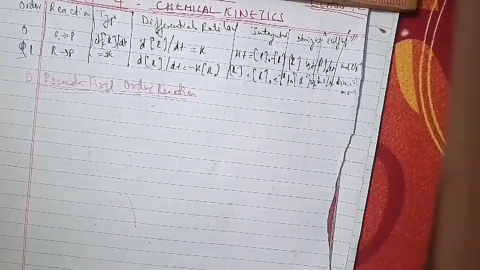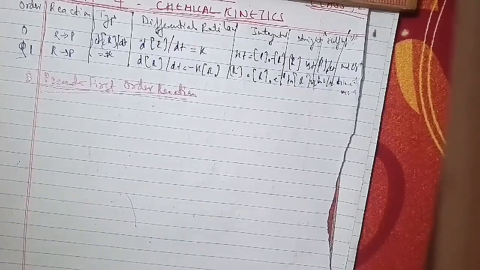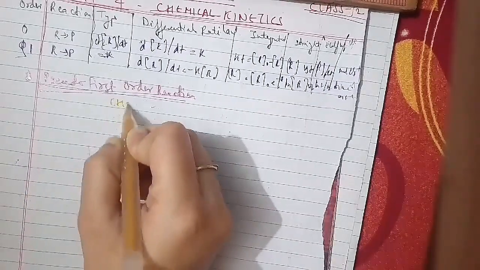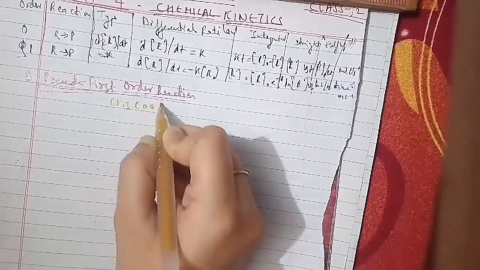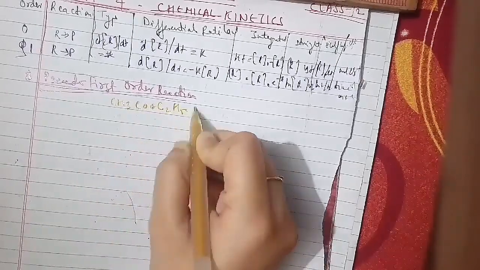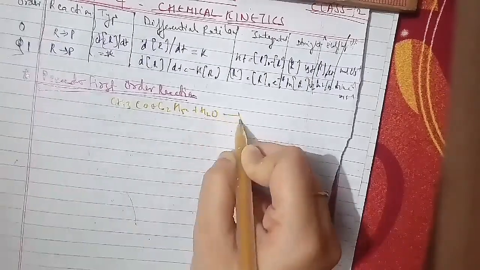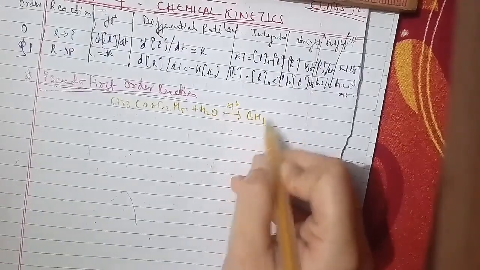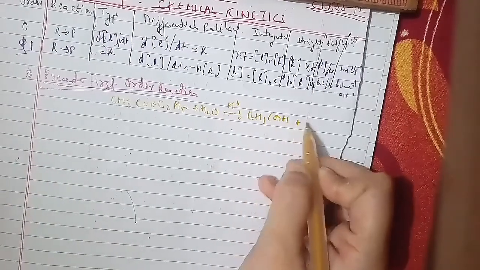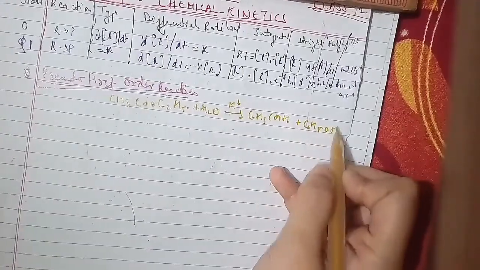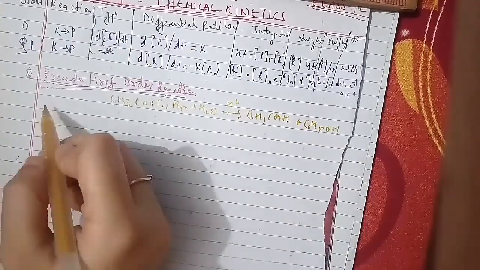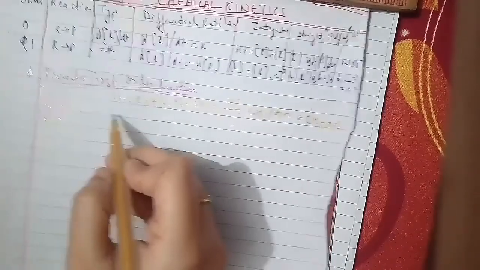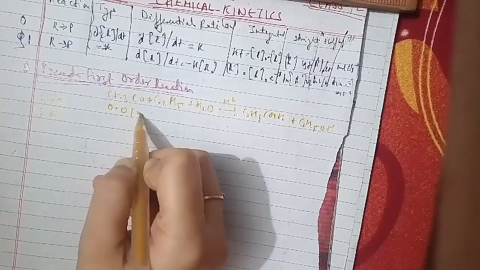On the same case, the reaction for this is CH3COOC2H5 plus H2O, in the presence of H plus ion, gives CH3COOH plus C2H5OH. So for this, we consider t equals to 0 and t equals to t. For t equals to 0, it is 0.01 mole.